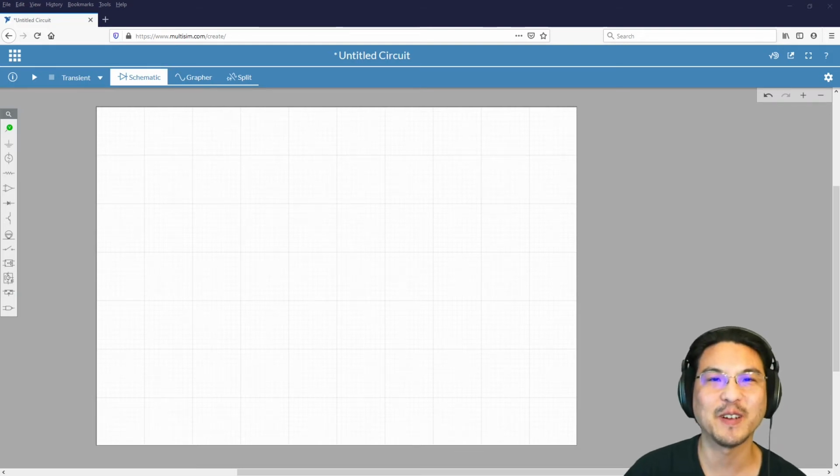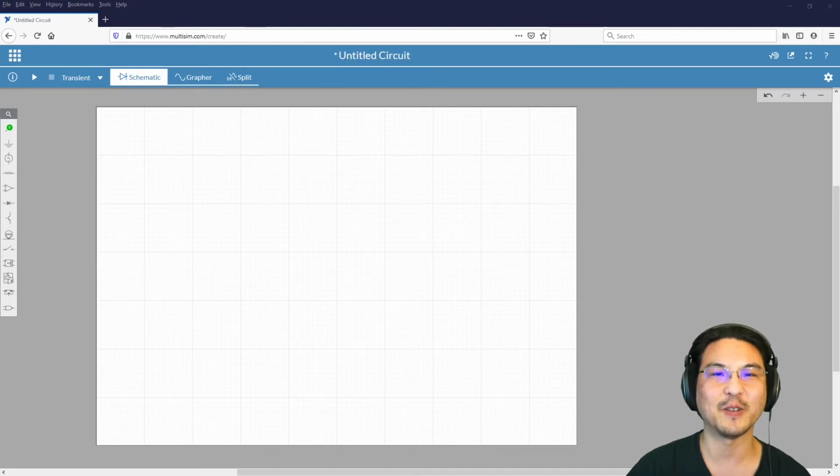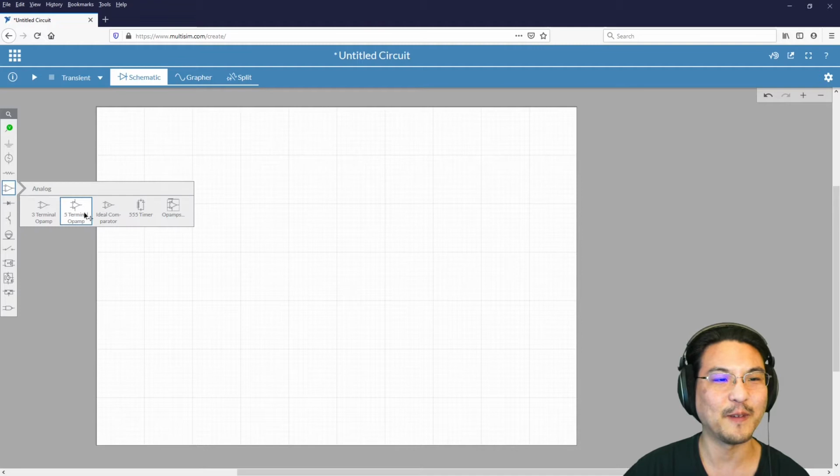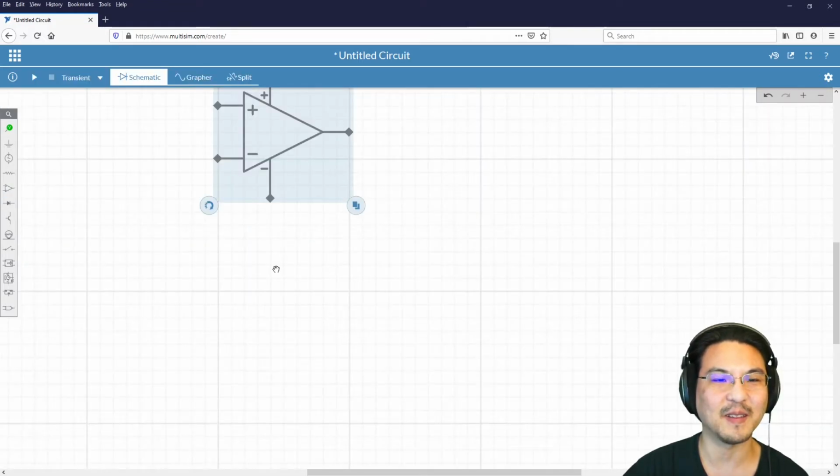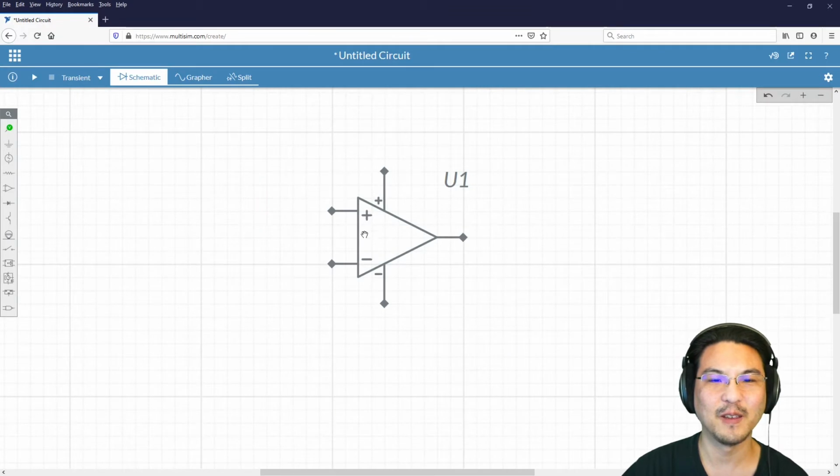Everybody. Let's go over how to simulate a non-inverting amplifier. I'm going to run through it kind of quickly because you've seen this before with the inverting amplifier, and since you know how to do that, it's like 99% the same for this one. So let's start with a 5-terminal op-amp here. Just be mindful of the inputs, which is inverting and which is non-inverting.